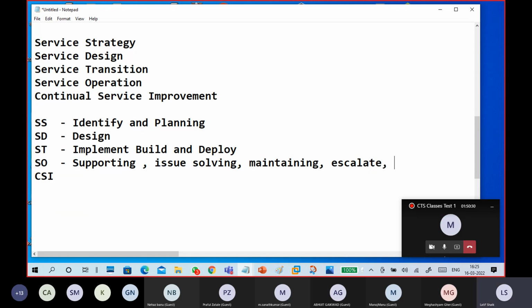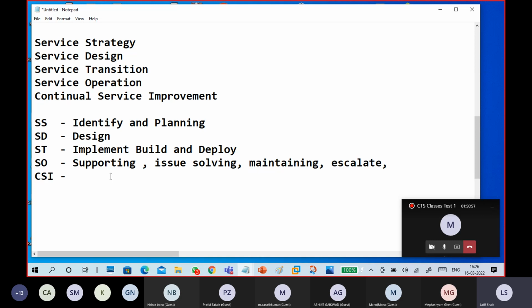Right, routine maintenance. Maintaining, escalating, this kind of stuff. Continual service improvement. This is very important in the ITIL, not for us, in the ITIL. For us, service operations are very important.